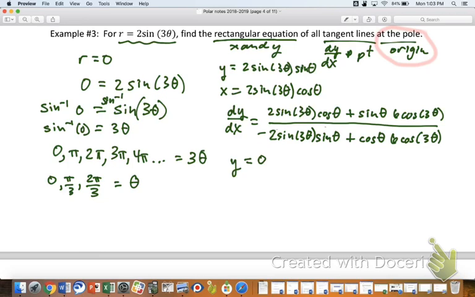So root 3, which is about 1.73. Okay. So then the next one would be y equals positive root 3x. And I'm guessing the last one would be y equals negative root 3x by symmetry. Okay. You come up with all those, and you're done. So I'd say this is a medium efficient way of doing it.